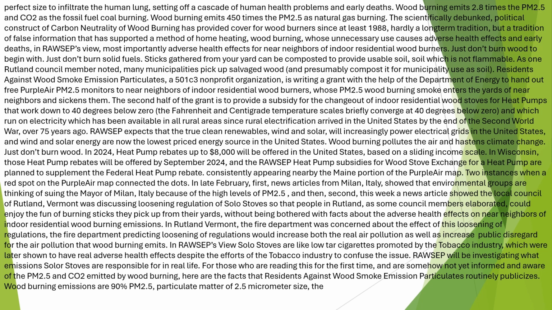The second half of the grant is to provide a subsidy for the change-out of indoor residential wood stoves for heat pumps that work down to 40 degrees below zero. The Fahrenheit and centigrade temperature scales briefly converge at 40 degrees below zero. These heat pumps run on electricity, which has been available in all rural areas since rural electrification arrived in the United States by the end of the Second World War, over 75 years ago.